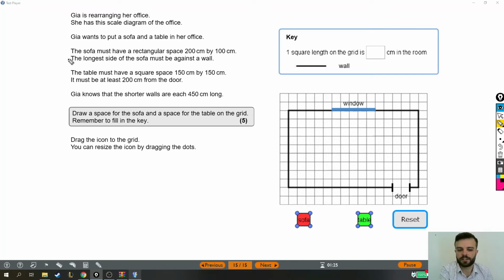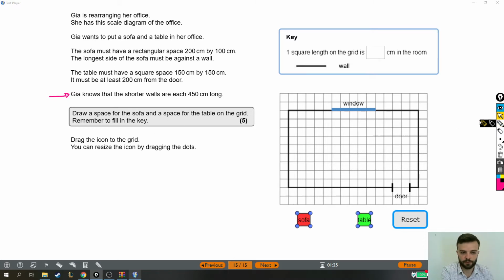The sofa must have a rectangular space, 200 centimeters by 100 centimeters, and the longest side of the sofa must be against a wall. The table must have a square space, 150 centimeters by 150 centimeters, and it must be at least 200 centimeters from the door. Gia knows that the shorter walls are each 450 centimeters long. Draw a space for the sofa and a space for the table on the grid. Remember to fill in the key.